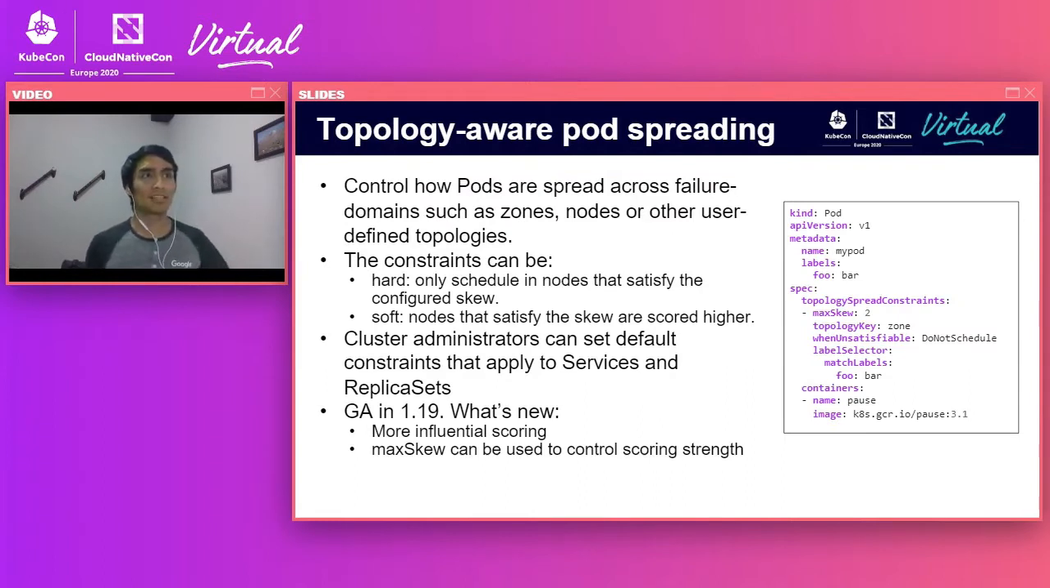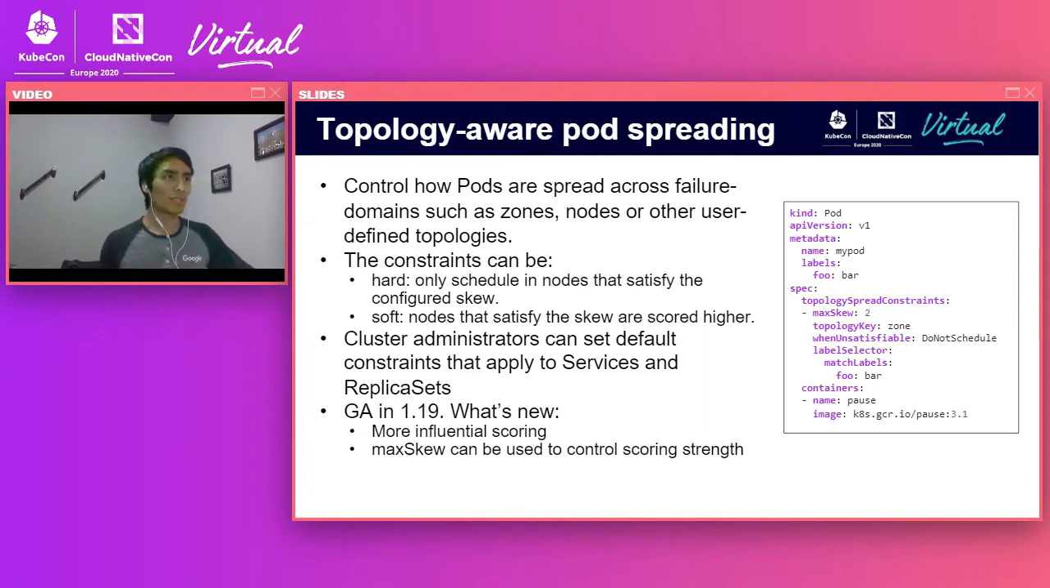Topology-aware pod spreading is a new scheduling feature that we implemented as a plugin and as part of the core kube-scheduler. Basically, when you have different failure domains, such as zones or a node, or maybe if you're running on-prem, you might have your rack or your switch. This feature allows you to spread your pods among all those domains, such that you can guarantee higher availability.